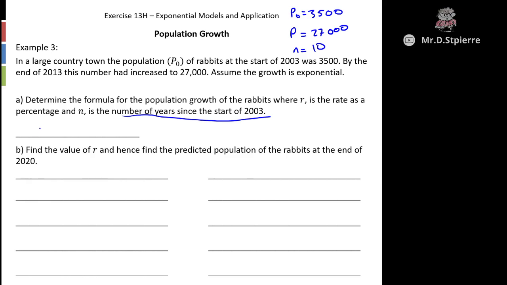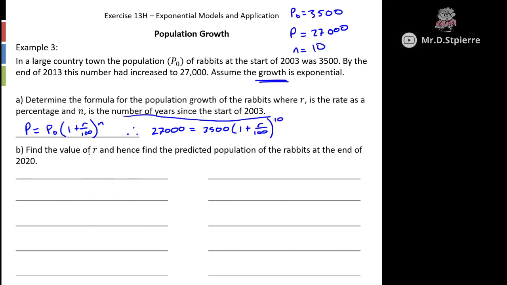So we can say our equation, the base form, to remind you, is P0, 1 plus R, and this is an exponential growth, so we've got a plus, R on 100, to the N. Okay, so there's our base equation, so we could write that as 27,000 is equal to 3,500, 1 plus R on 100 to the 10.